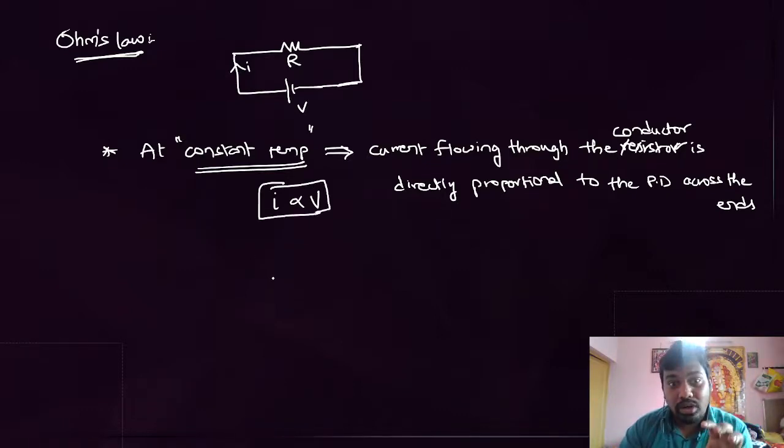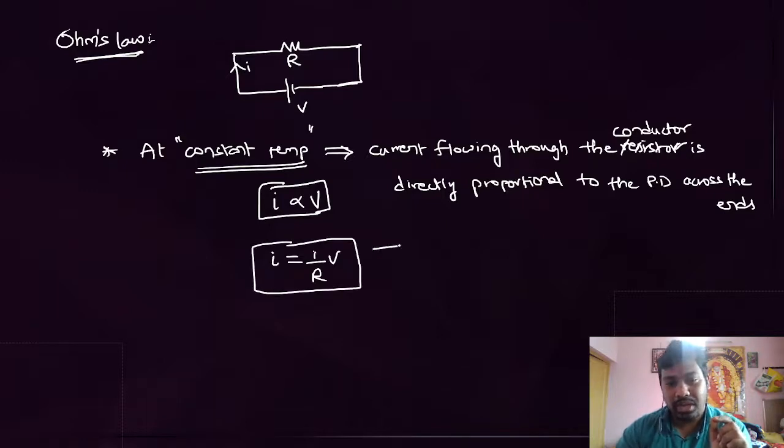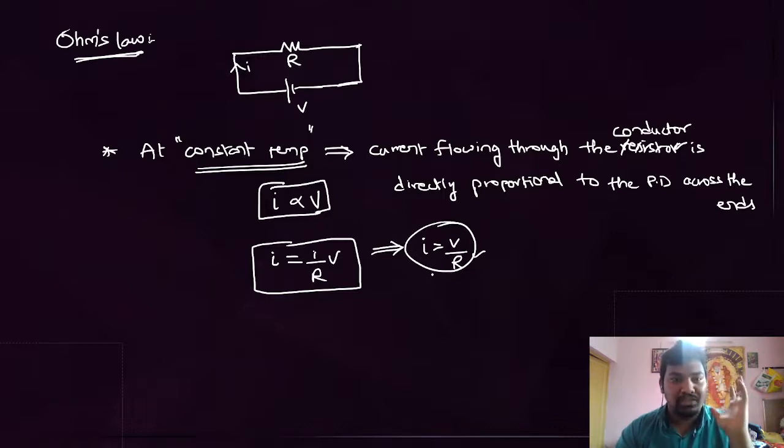Now, if we want to remove this proportionality, we need a constant. So the proportionality will be replaced by 1 by R into V. This can simply be written as I equals V by R. From this we can get millions of formulas; in electrical engineering we see many formulas, but this is the fundamental formula for everything: I equals V by R.